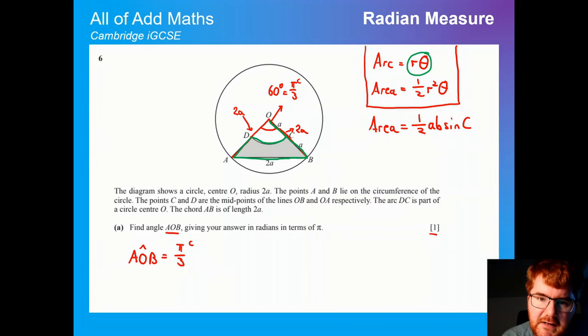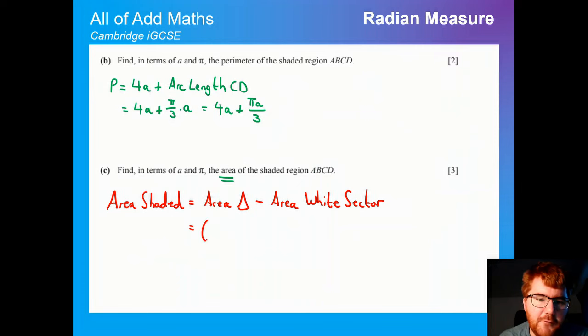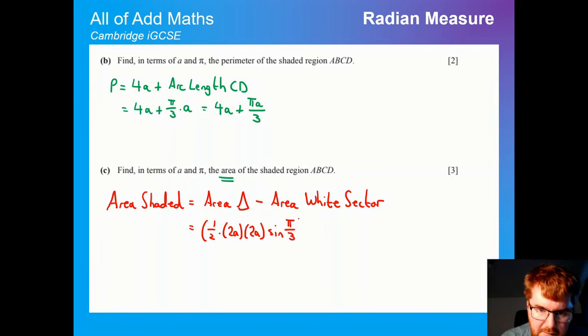Our a and b are going to be the 2a lengths. Remember, taking the entire triangle here. And then we want sine of the angle in between, which is sine pi over 3. So if we pop this into our formula, we get 1/2 times 2a times 2a times sine of the angle, which is pi over 3.